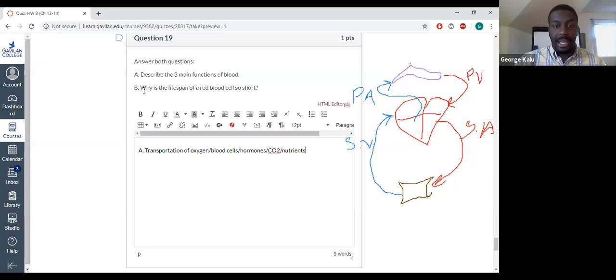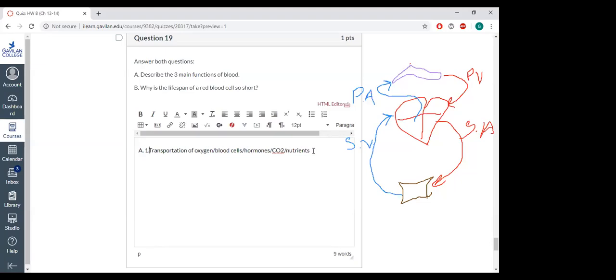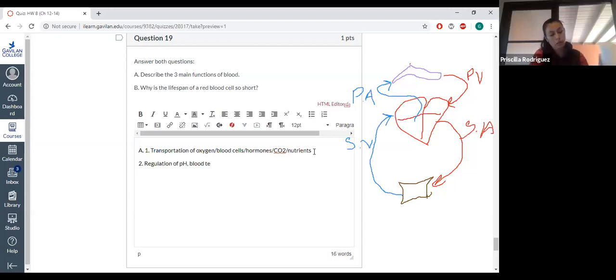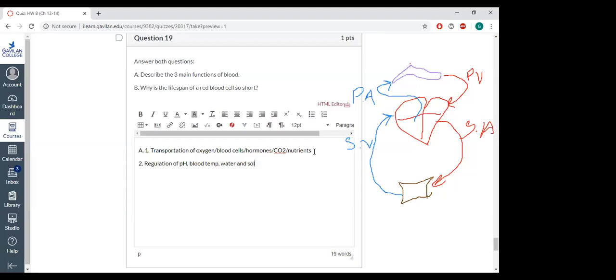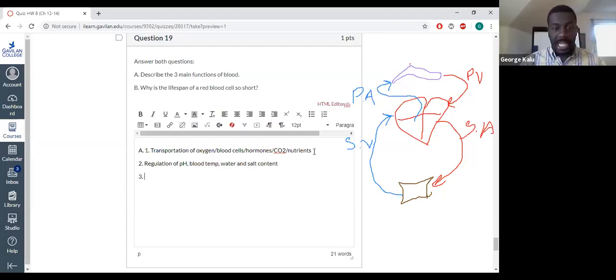Okay. What's another function? Regulation. It regulates the pH, the body temperature, and the water content. Exactly. So it's going to be regulating your pH, your body temperature, and then water. I'll even put water and salt content. Okay. Perfect. And then number 3, what's the last function?